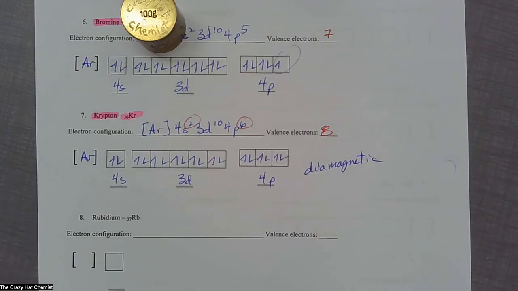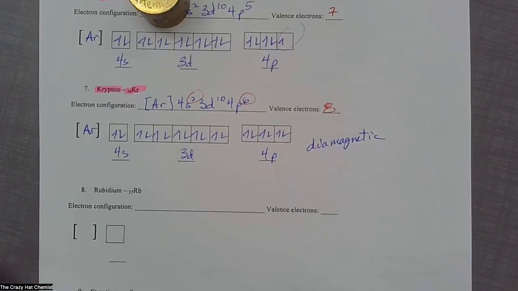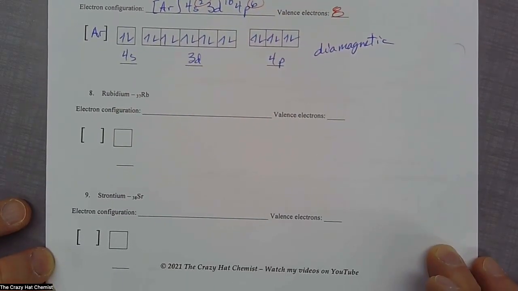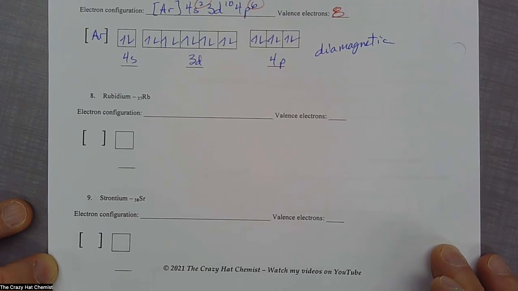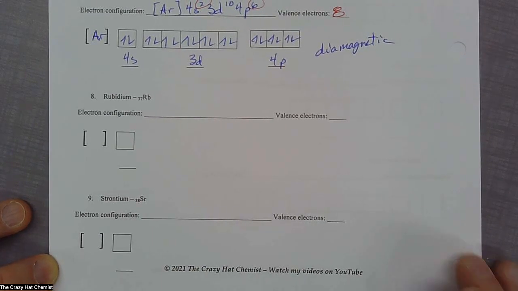And krypton is diamagnetic. That's right. Perfect, because it has no unpaired electrons. It would rather die than be attracted to a magnetic field. All right, we're going to scroll this on up here so that we can see our very last 2 problems.